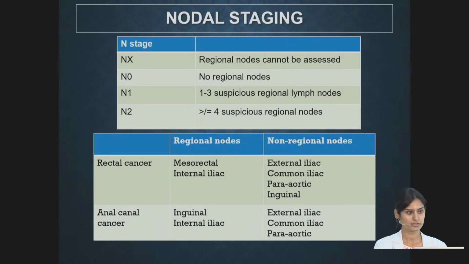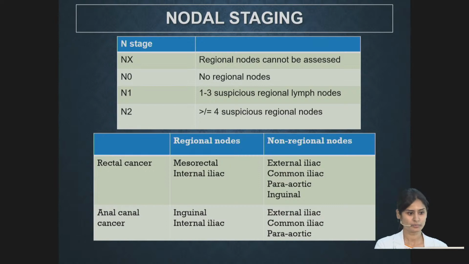Nodal staging depends on the number of lymph nodes, suspicious looking lymph nodes that are in the mesorectal fascia and in the regional draining nodes, which are mesorectal and internal iliac nodes. So 3 or fewer suspicious appearing lymph nodes are considered as N1, 4 or more is N2.